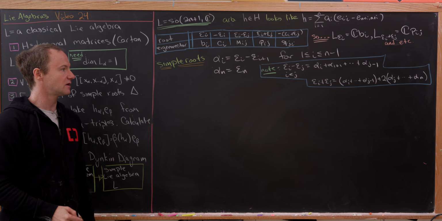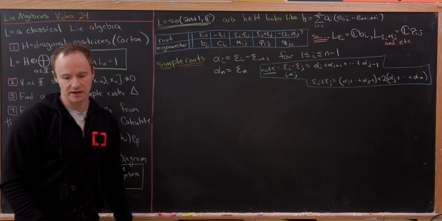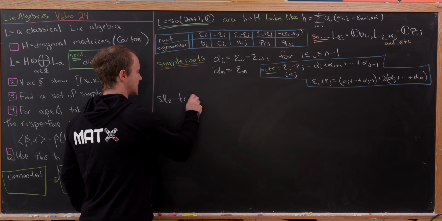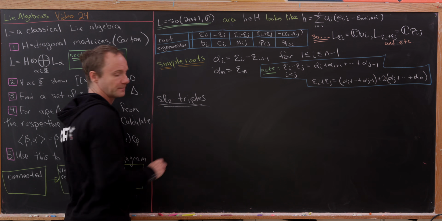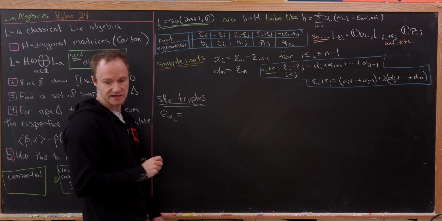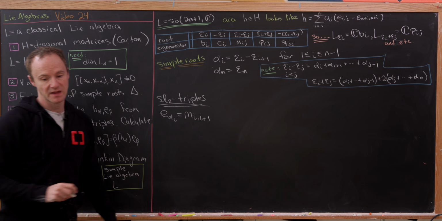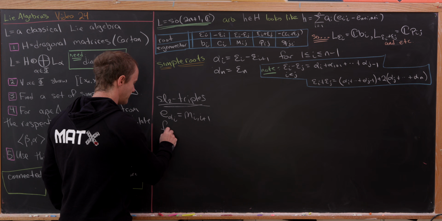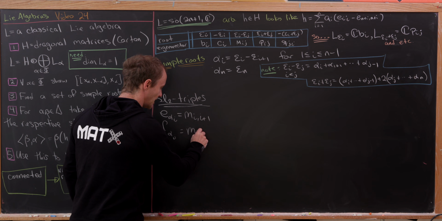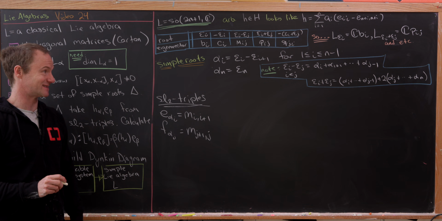And now, well, we need to look at SL2 triples. So we need to do this calculation down here. So let's just write down the respective SL2 triples. We could have E alpha i is equal to E_{i,i+1}, and then F alpha j is equal to E_{j+1,j}. And these are the SL2 triples with respect to the simple roots.